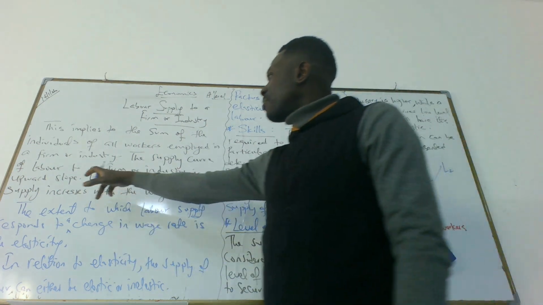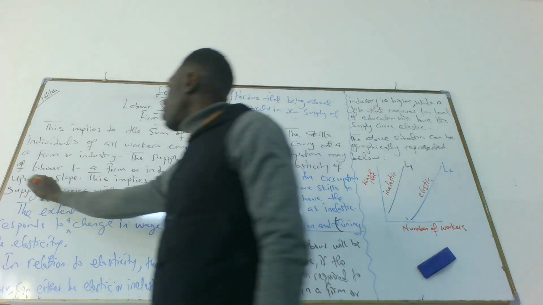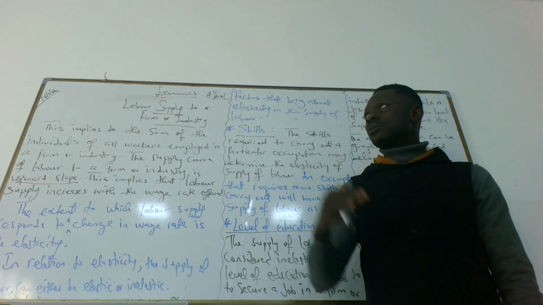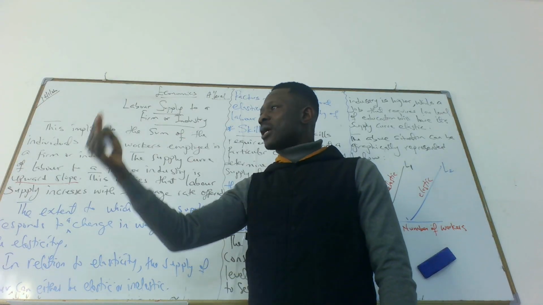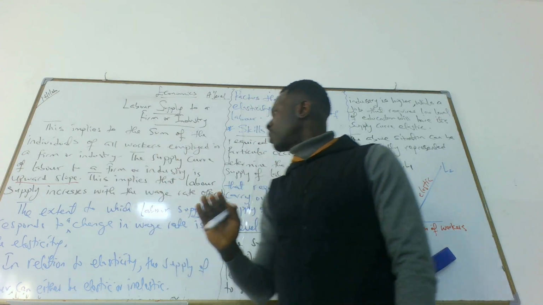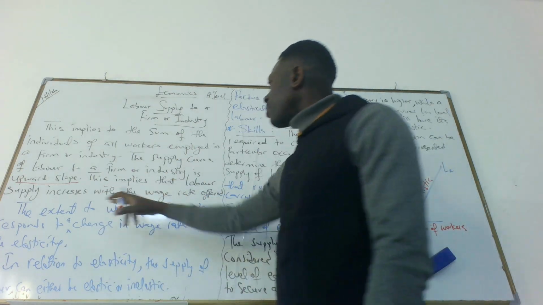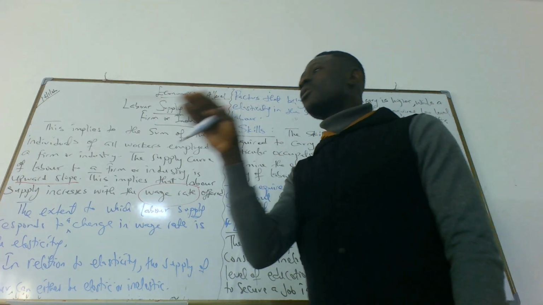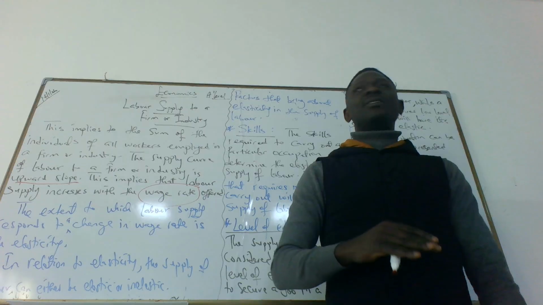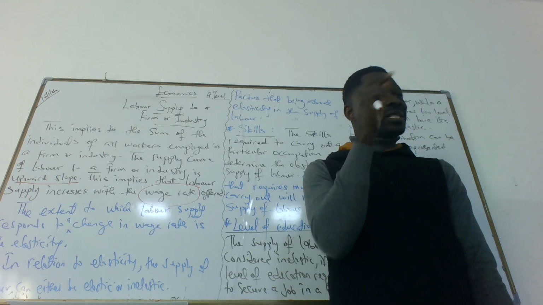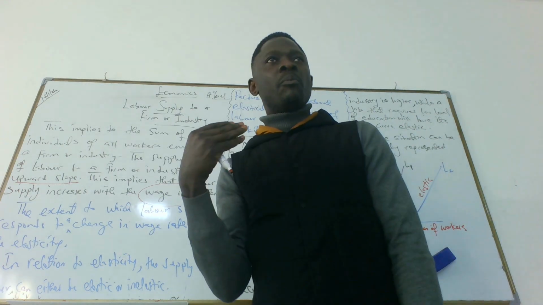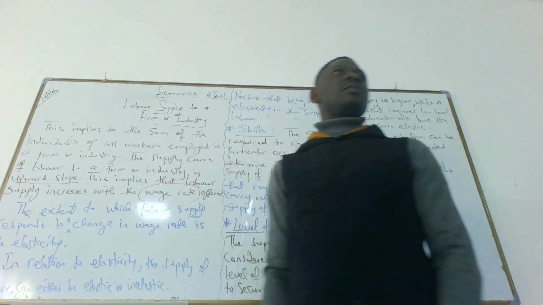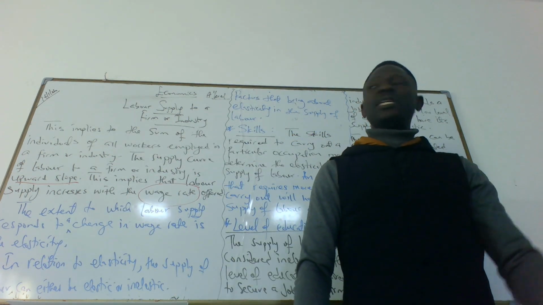So the supply curve of labor to a firm or industry is upward sloping, which simply means it responds to a change in the wage rate. The higher the wage rate, the higher the number of workers making themselves available for jobs. So this implies that labor supply increases with the wage rates offered. It is based on the reward for labor. The reward for labor will determine how many more people are willing and able to offer their service for the job in a firm or in the industry.